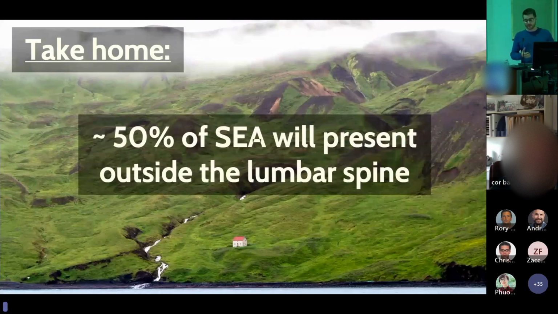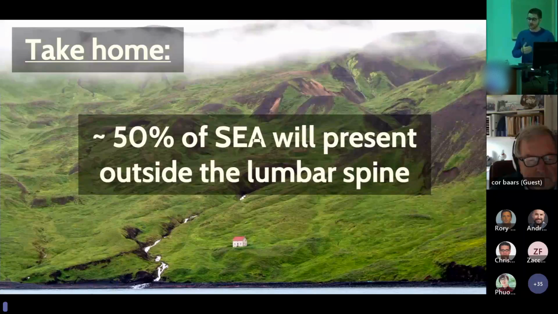So the big take-home point: spinal epidural abscess is going to continue to remain a challenging diagnosis, but I think highlighting the localization gives a better chance of shortening that diagnostic window. 50% of spinal epidural abscesses present outside the lumbar spine, so make sure to tailor your physical exam to give you a better chance at lesion localization. And because many of these lesions present outside the lumbar spine, this is why we advocate for imaging the whole spine when suspicion is high, due to skip lesions.